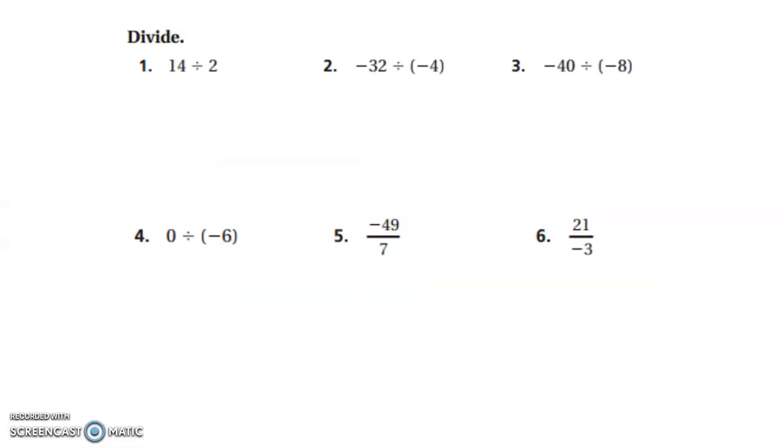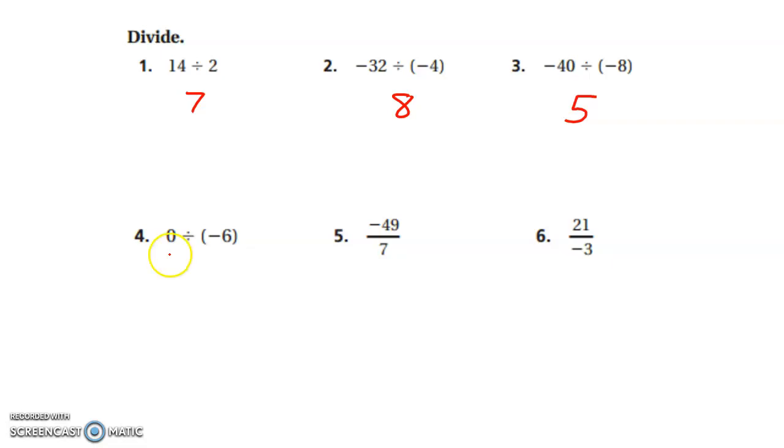All right, so what's 14 divided by 2? 7. Number 2, 2 negatives, so I know my answer's going to be positive. 32 divided by 4, 8. Number 3, 2 negatives again, so I know it's going to be positive. 40 divided by 8 is 5.